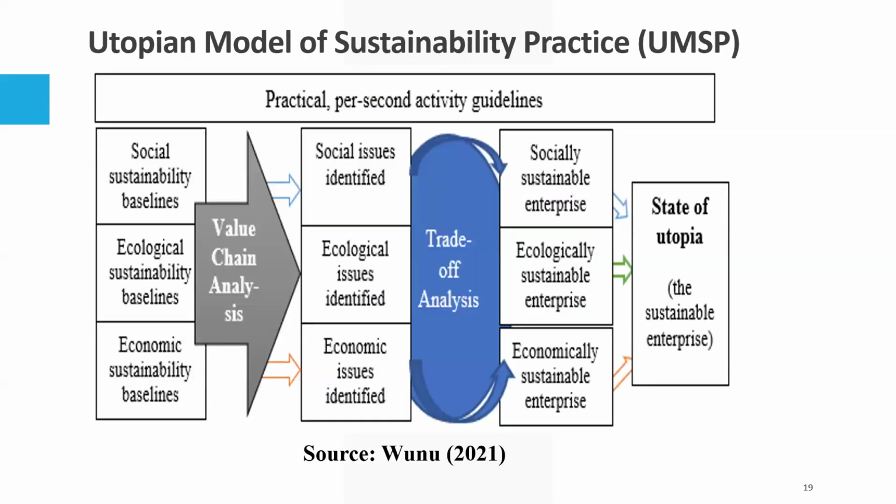So another concept that I'm currently developing with some partners, which you will also find in my thesis, is what we call the utopian model of sustainability practice, where we want to ensure that everything we do is socio-ecological. It means that it is social, ecological, and economically sustainable. And then you see the blue portion, which is very important for this class, what we call the trade-off analysis.